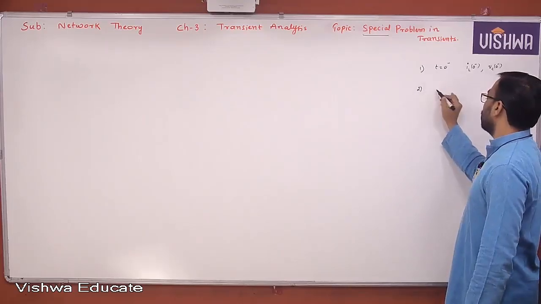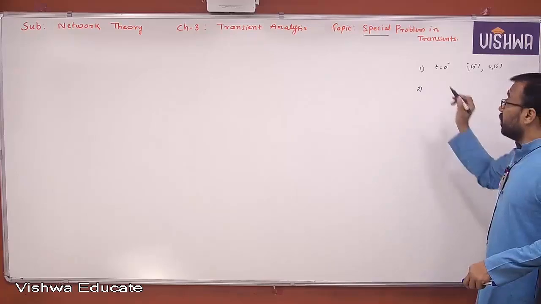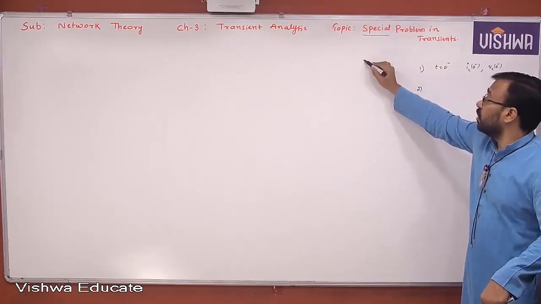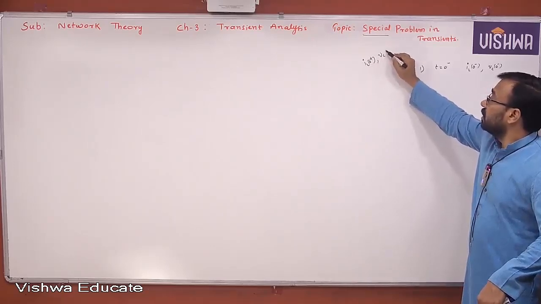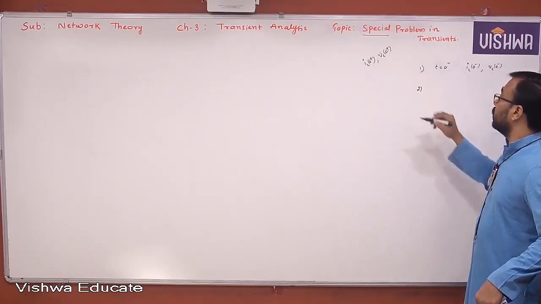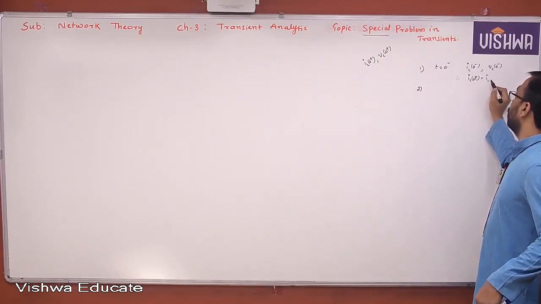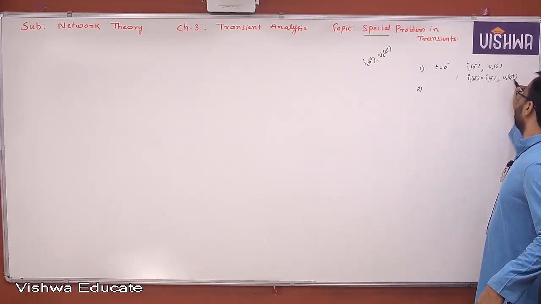The second step was, and in this case, suppose if you look at the question, the question is asking what is the current through the inductor at t equal to 0 plus, or what is the voltage across the capacitor at t equal to 0 plus, probably you can get the answer here itself. Yes or no? Because iL of 0 plus is equal to what? iL of 0 minus, and vC of 0 plus is equal to what? vC of 0 minus. That's it.